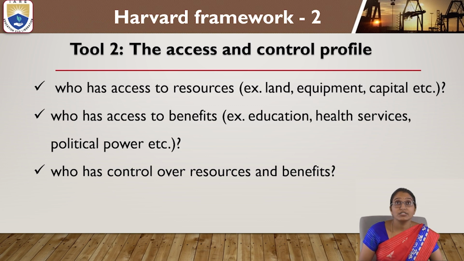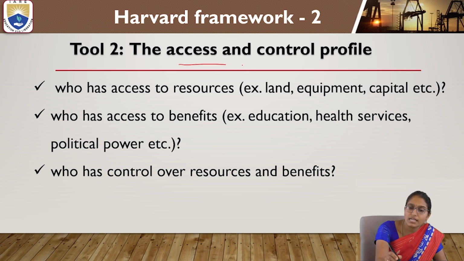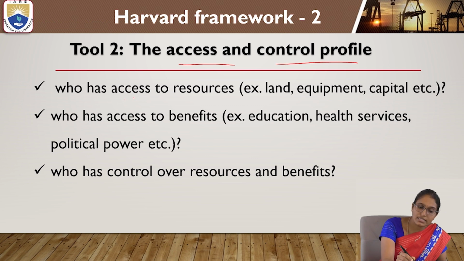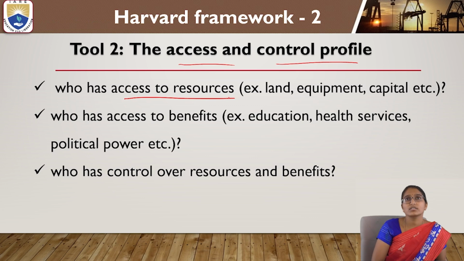The next tool that comes is access and control. Based on the resources as well as chances, that is the choice as well as resources, what kind of access you have towards any particular resources. For example, what does this tool contain: who has access to the resources. It talks about whether a particular resource is given the same chance to both genders or not.